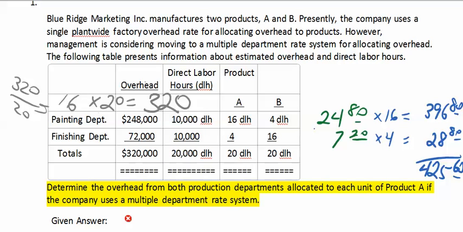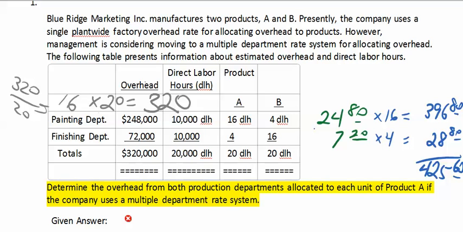$425.60. Why this is important is because of cost distortion, where the product is using a larger amount of the painting department, which has a higher rate of $24.80, versus the lesser rate of the finishing department. And we can more closely charge our costs to the product, which helps us determine the proper amount to mark it up, sell it, and have a profit on the product.